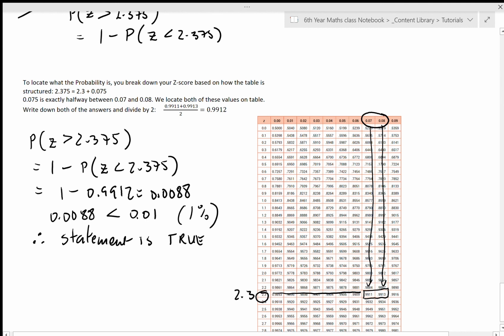So you're subtracting that from 1 and you get 0.0088, which is obviously less than 1%. It's 0.88 of a percent, because if you multiply 0.0088 by 100 to convert to percentages, you would still be below 1%. Okay, so therefore the statement that they made originally is true. So there are just a couple of examples of how to use the z-score and the normal distribution table when working with probability.